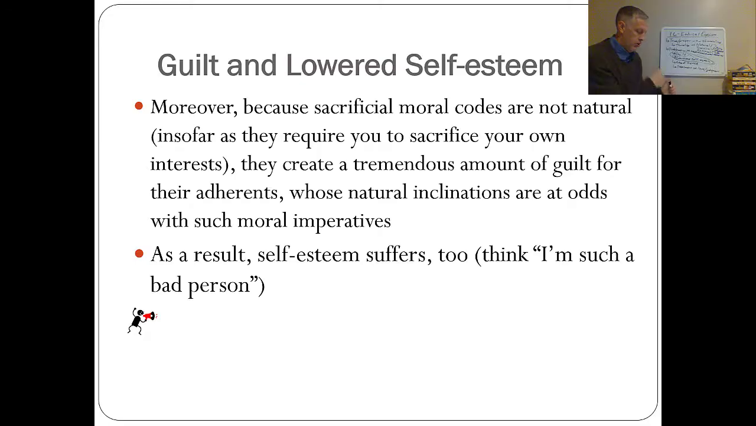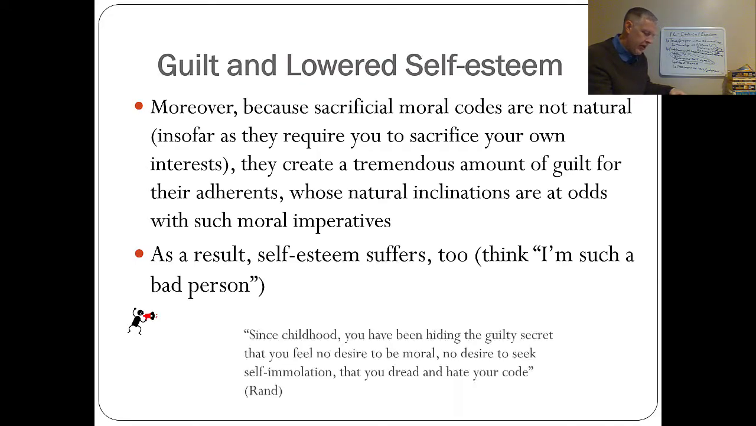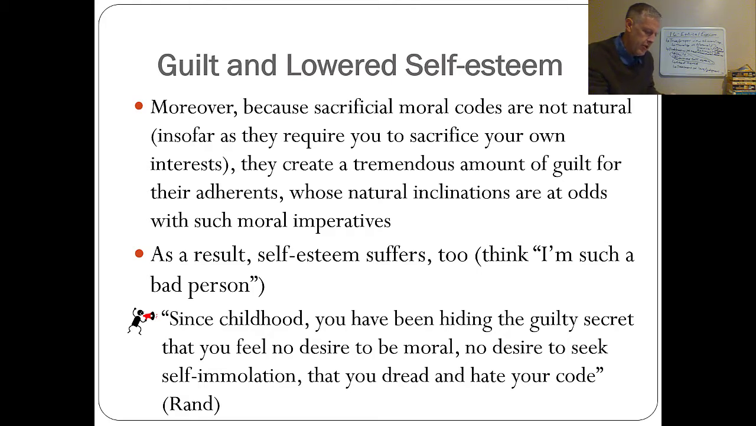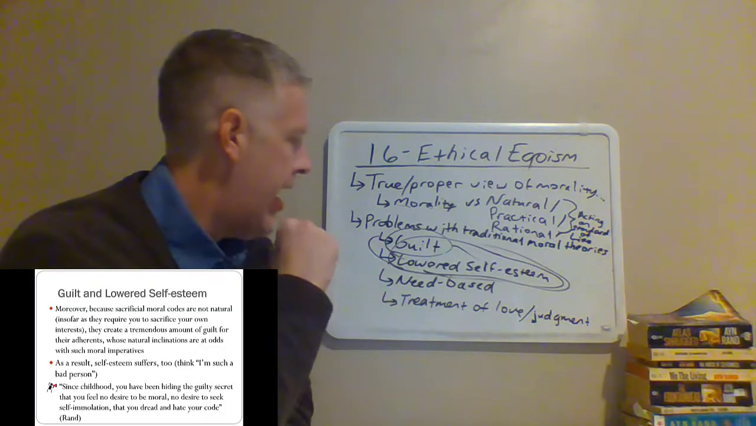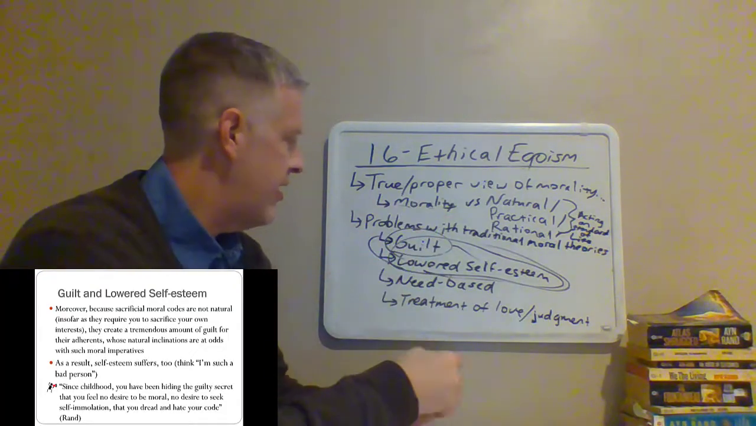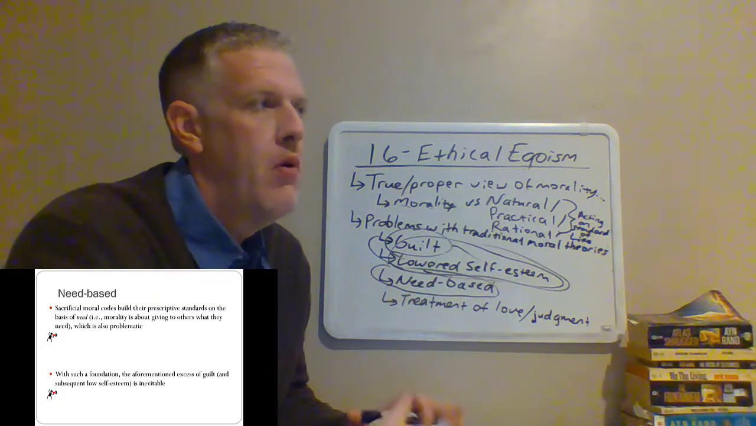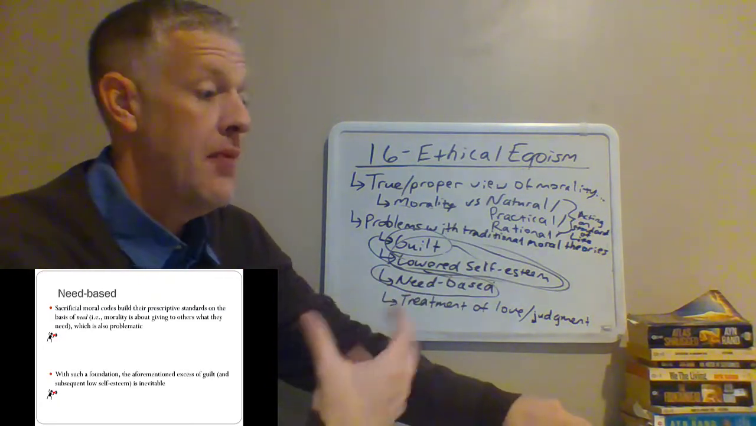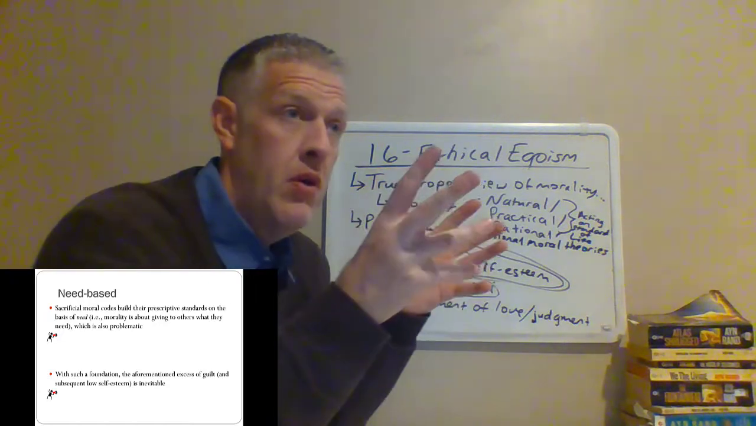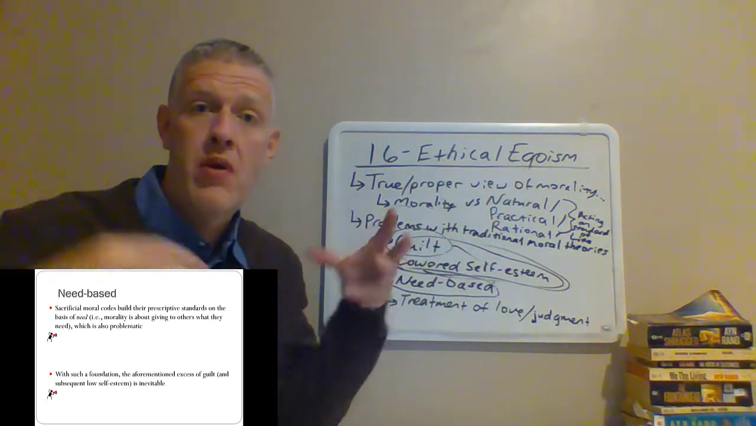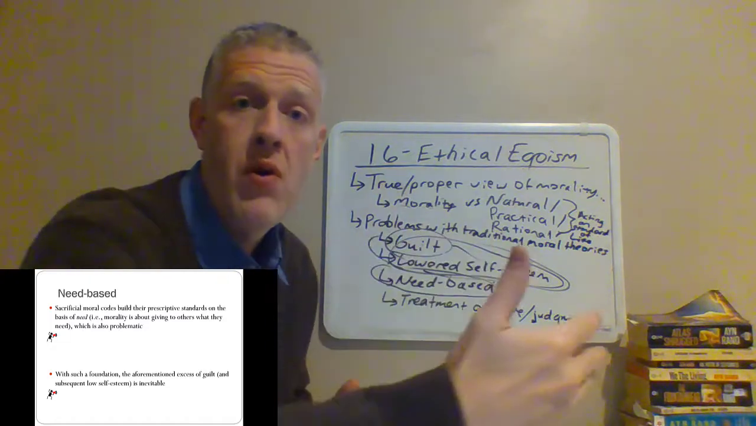Okay? So not good. Quote, "Since childhood, you have been hiding the guilty secret that you feel no desire to be moral in this traditional sense, no desire to seek self-immolation, that you dread and hate your code." End quote. So one of the big issues she has with these traditional moral theories is that they're rooted in need, they're need-based. So the idea is, when it comes to doing the right thing, consider others and what do others need, and then fill that void, fill that need for them.